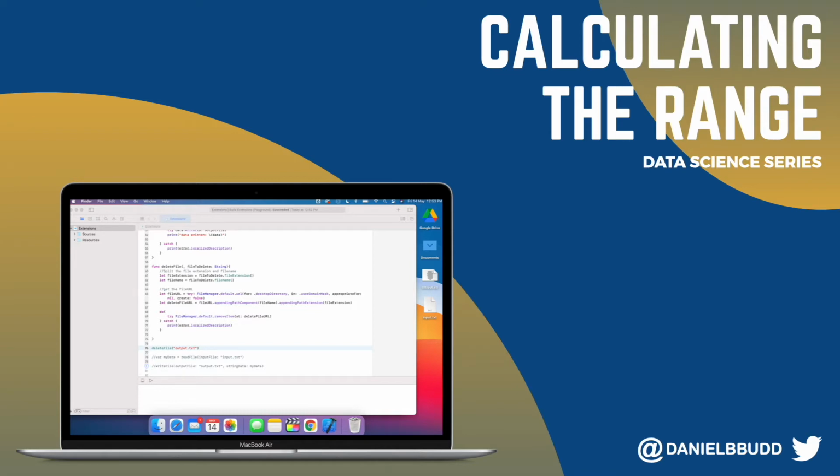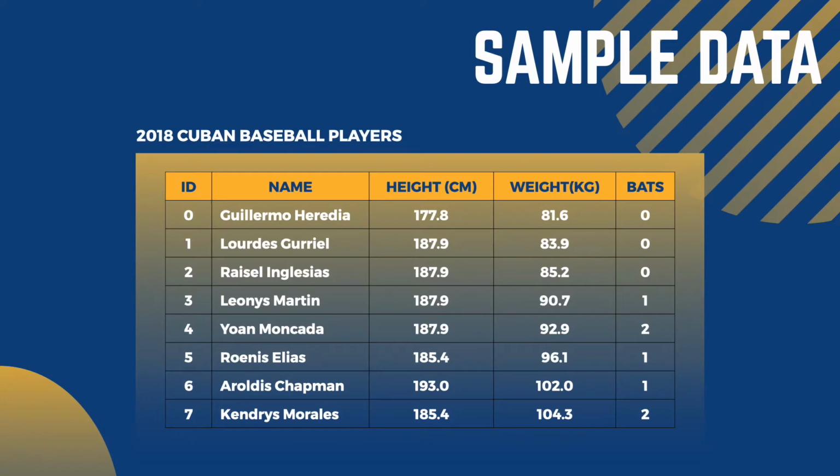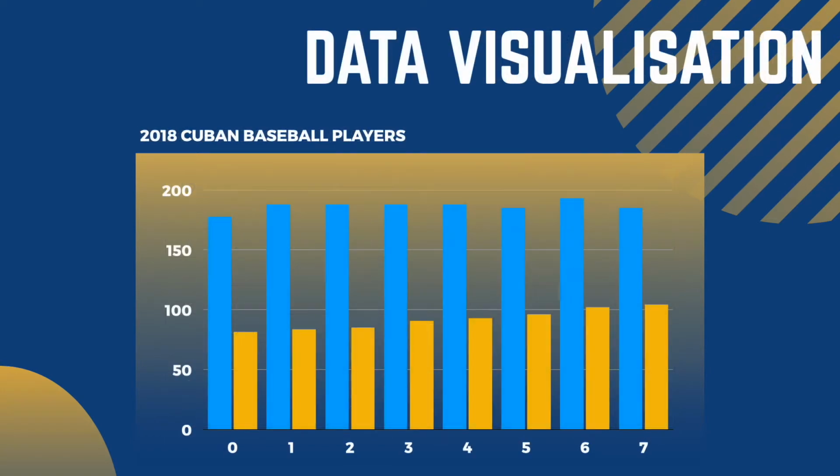In this first video of the series, we're going to explore calculating the range using Swift. The range is simply the difference between the highest and the lowest value. So here we have our sample data of Cuban baseball players in 2018. We can easily see when we start to visualize this data where the highest and lowest points are.